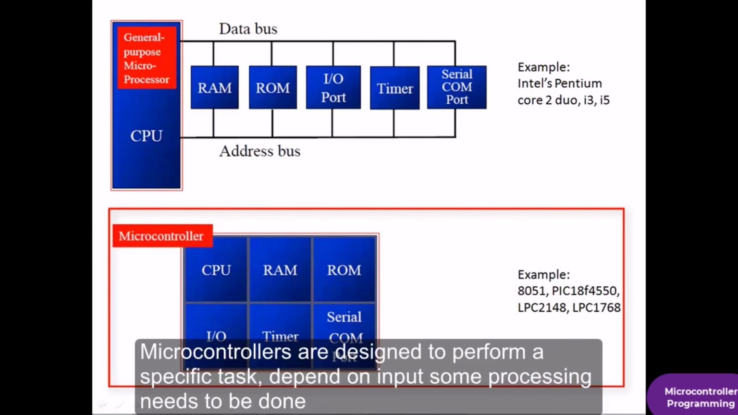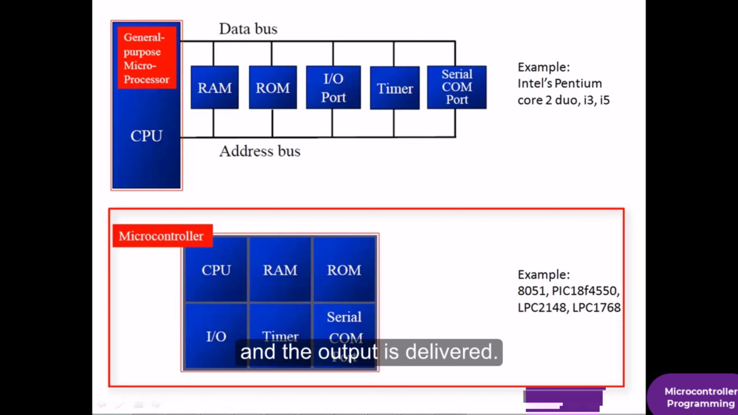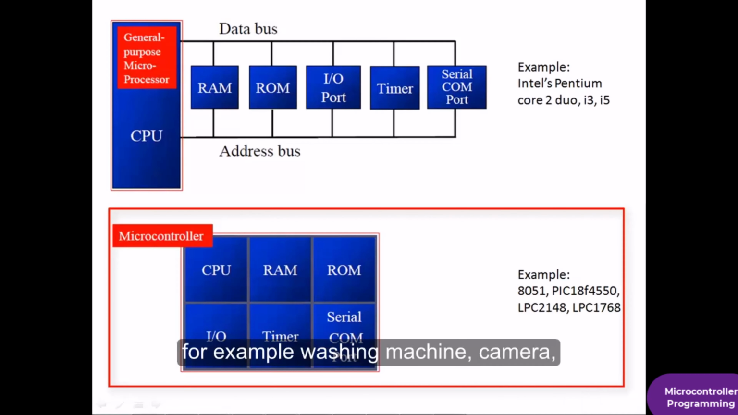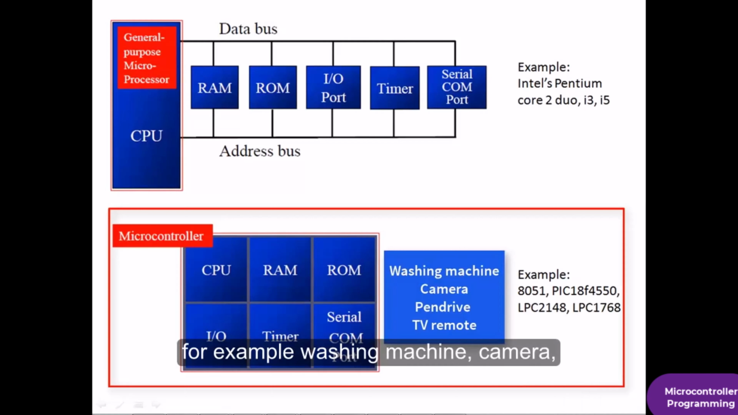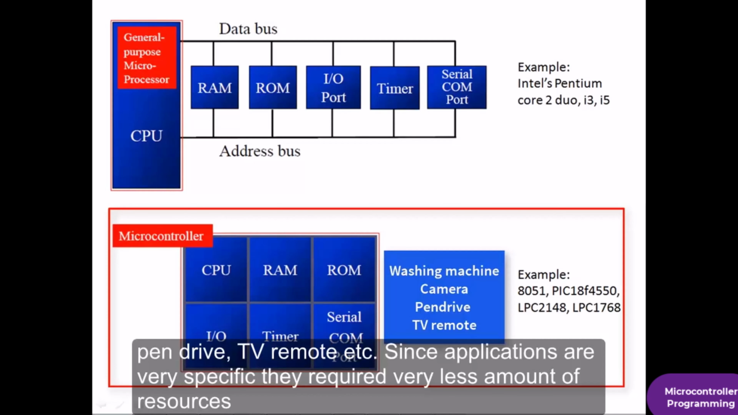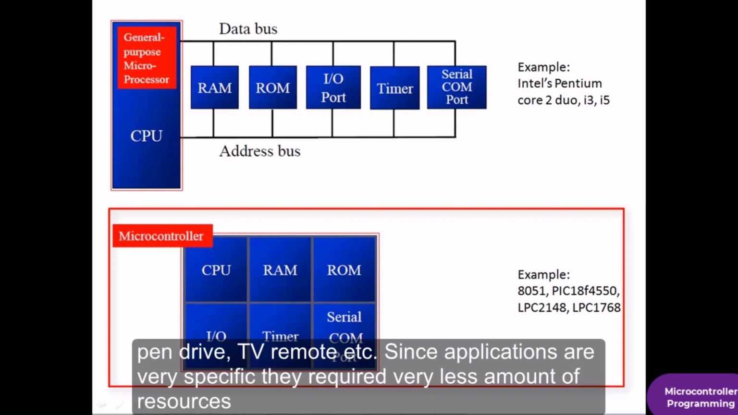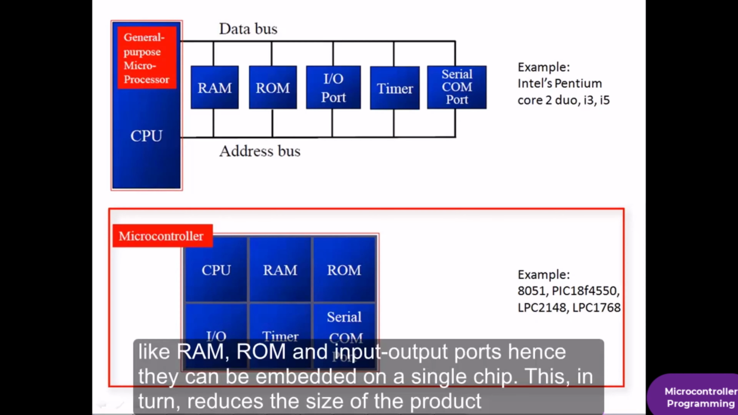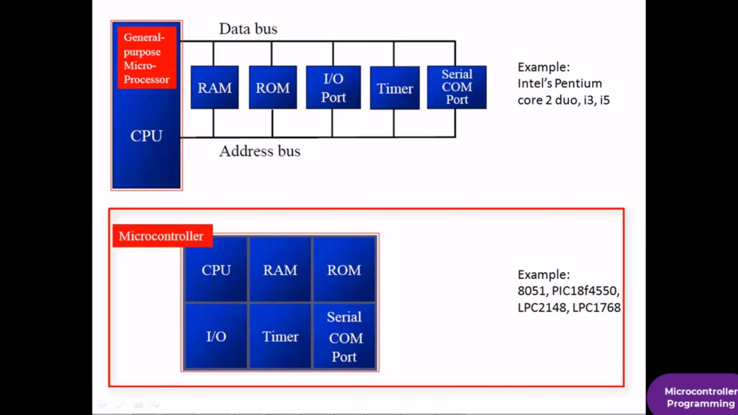Microcontrollers are designed to perform specific tasks. Depending on input, some processing needs to be done and the output is delivered. For example, washing machine, camera, pen drive, TV remote. Since applications are very specific, they require very little RAM, ROM and input-output ports. Hence, they can be embedded on a single chip. This in turn reduces the size of the product and the cost.